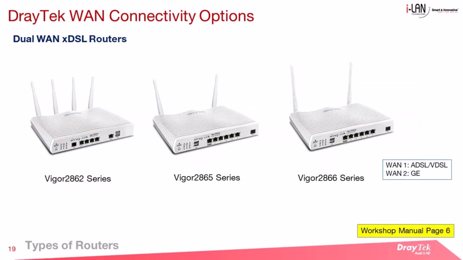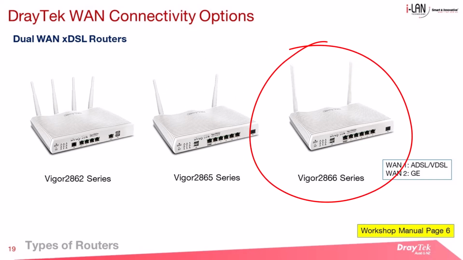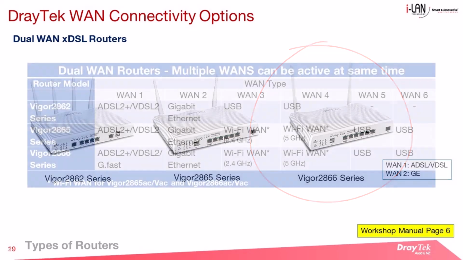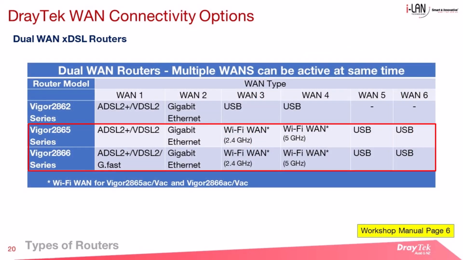So this is where we get into our dual WAN routers, but they can support up to 6 WAN connections at a time. The 2862 has now been superseded by the 2865. And like the 2765 and 2766, the only difference between these two is the 2866 series will also support G.fast. And so the wireless models of these two as well can also support wireless WAN. So that's either 2.4 or the 5 gigahertz.